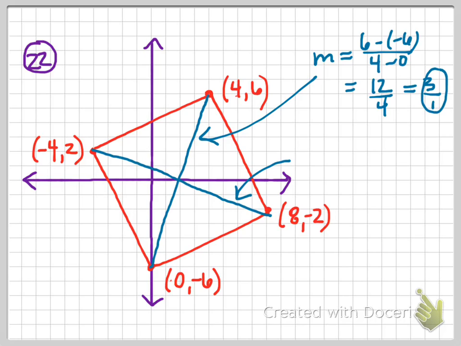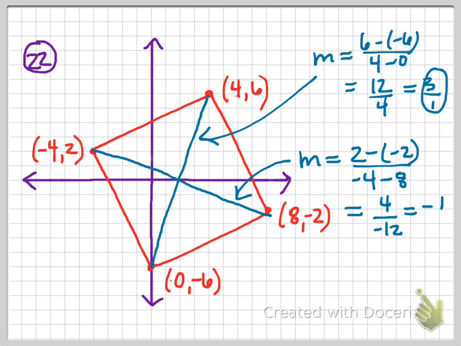Let's look at the slope of the second diagonal using the coordinates of its endpoints. If I subtract my y's on the top, I get 2 minus negative 2. My x's on the bottom, I get negative 4 minus 8. These simplify to 4 over negative 12, which then again simplifies to negative 1/3. If I look at these two slopes, they are opposites, one's positive, one's negative, and they're reciprocals of each other. So I am confident in saying that these two diagonals intersect at a right angle.